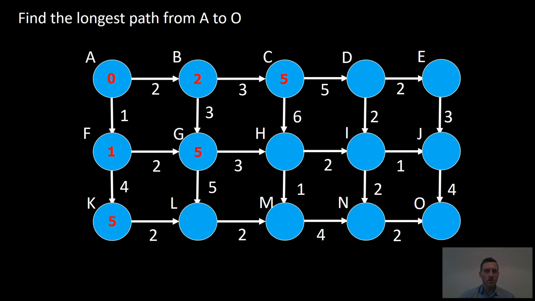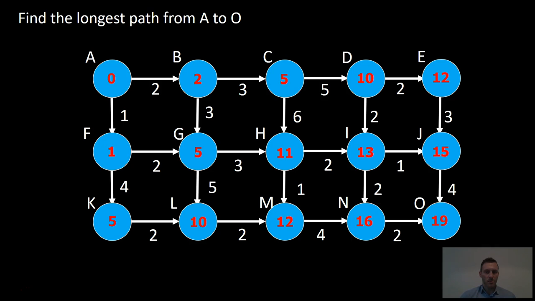We repeat this process, finding unlabeled nodes that are only accessible from the nodes that are already labeled, and label them with the maximum possible length. So D can only be accessed from C, so we add 5 to 5, which is 10. And for H, 5 plus 6 is 11, which is greater than 5 plus 3. And we continue this process, and we label all of our nodes with the maximum possible length. Once we get to O, we've completed the network.